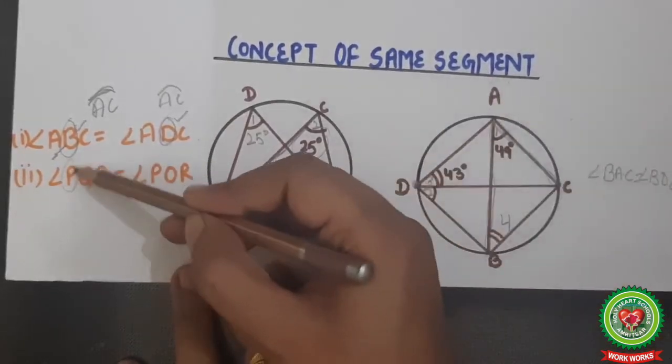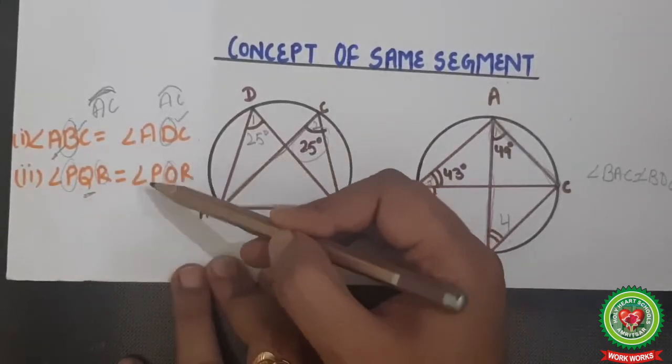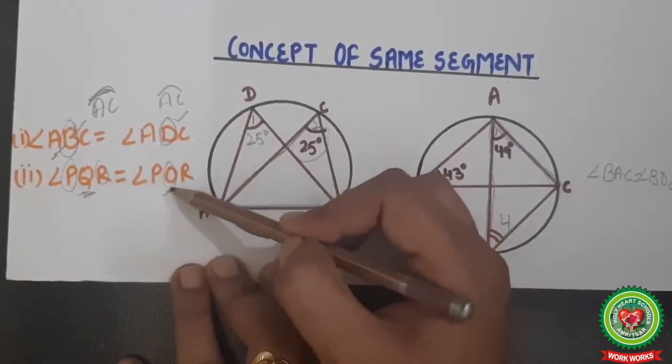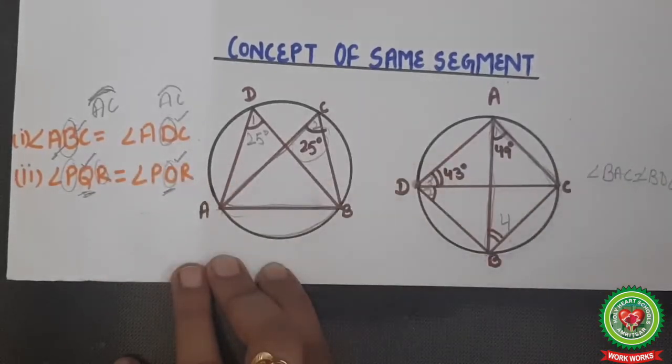Similarly here also, PR is the side and angle Q. This also PR is the side. So angle Q will be equal to angle O made on the same segment. So this is the concept of same segment. Now we will do the application of this concept.